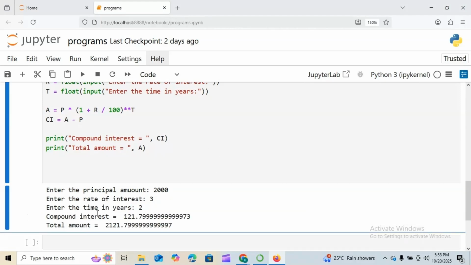Okay, so here we go. The compound interest is 121 and the total amount is 2121 here. Okay, so we are applying the formula by printing both the compound interest and the total amount. Okay, it's that simple. And that's how easily you can calculate compound interest in Python.